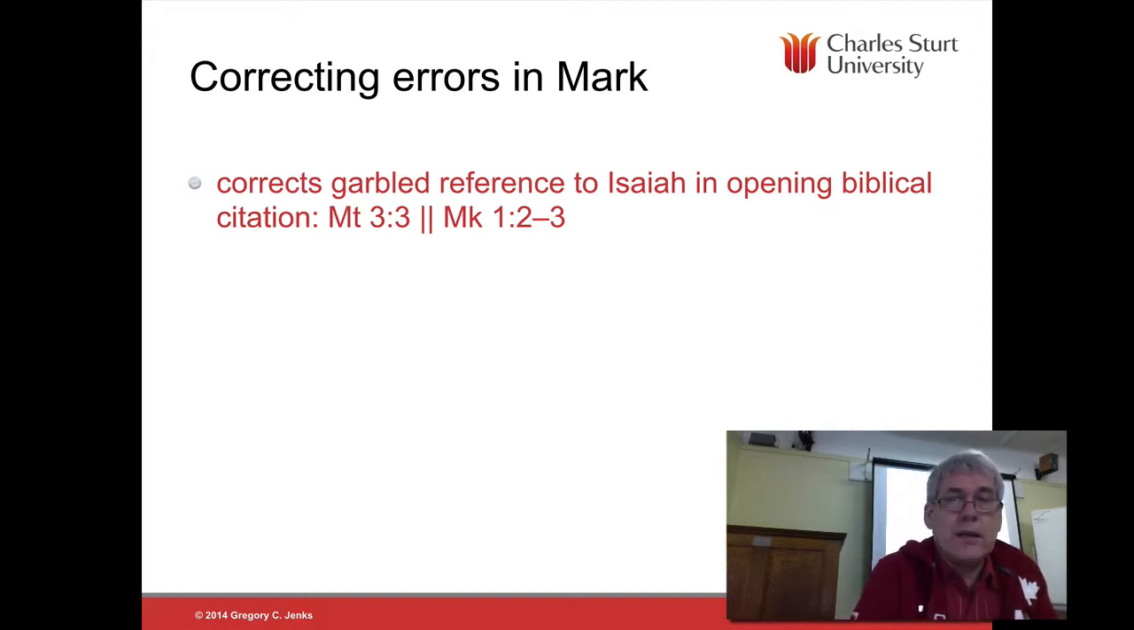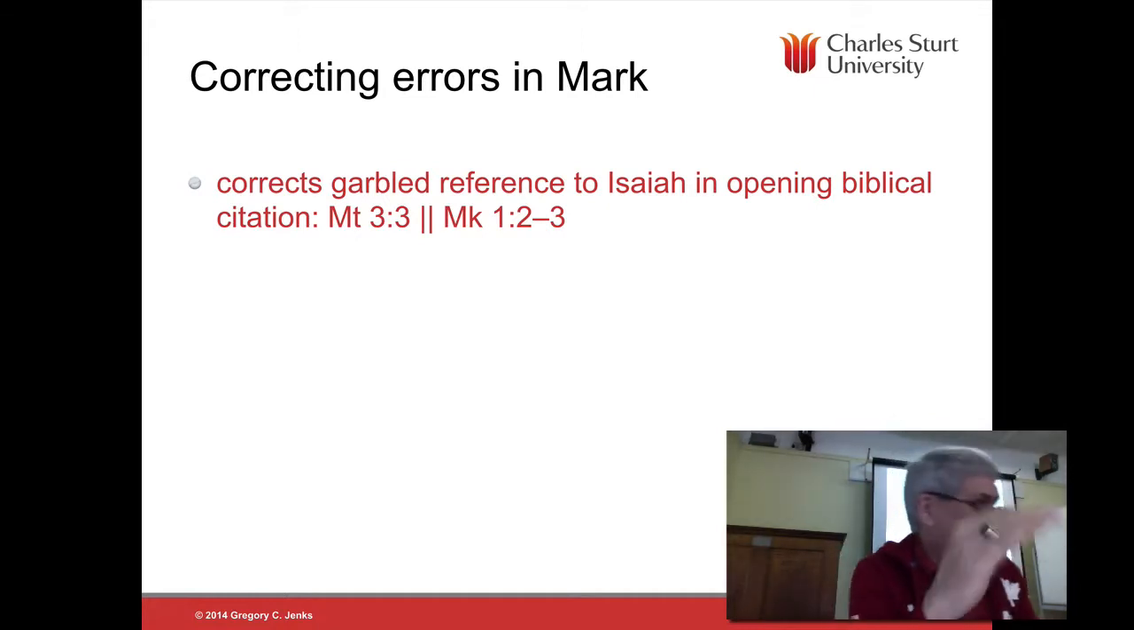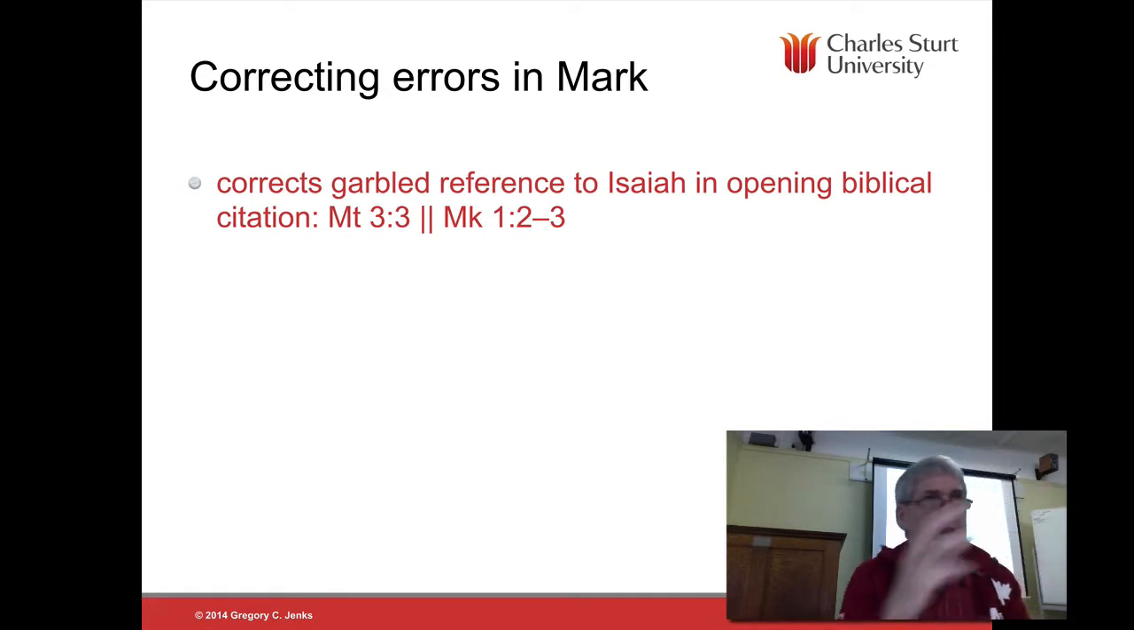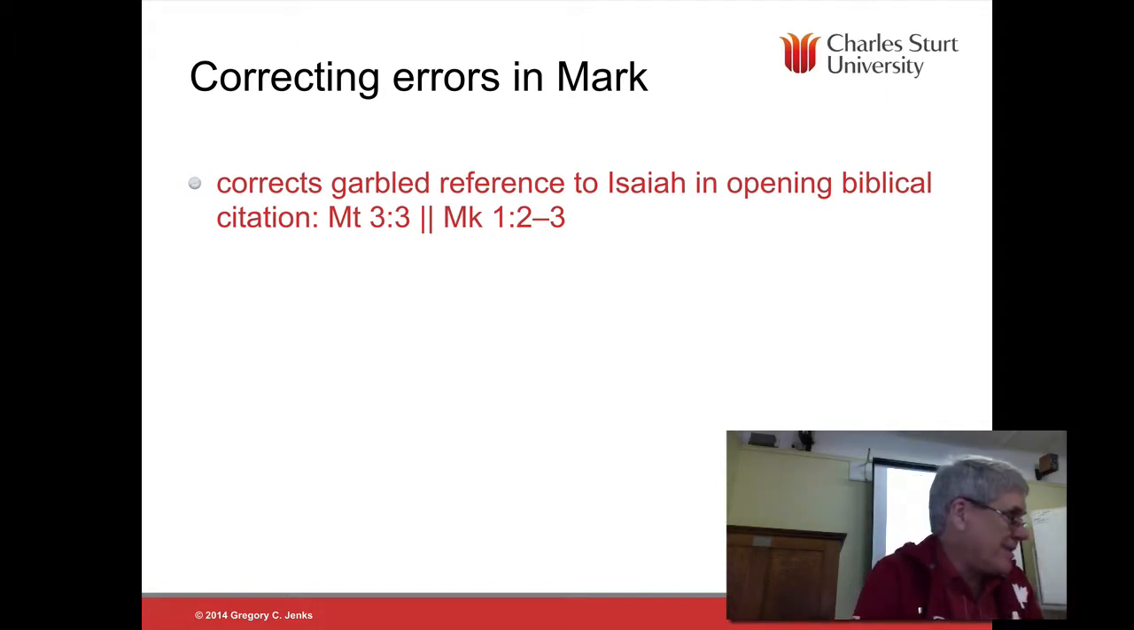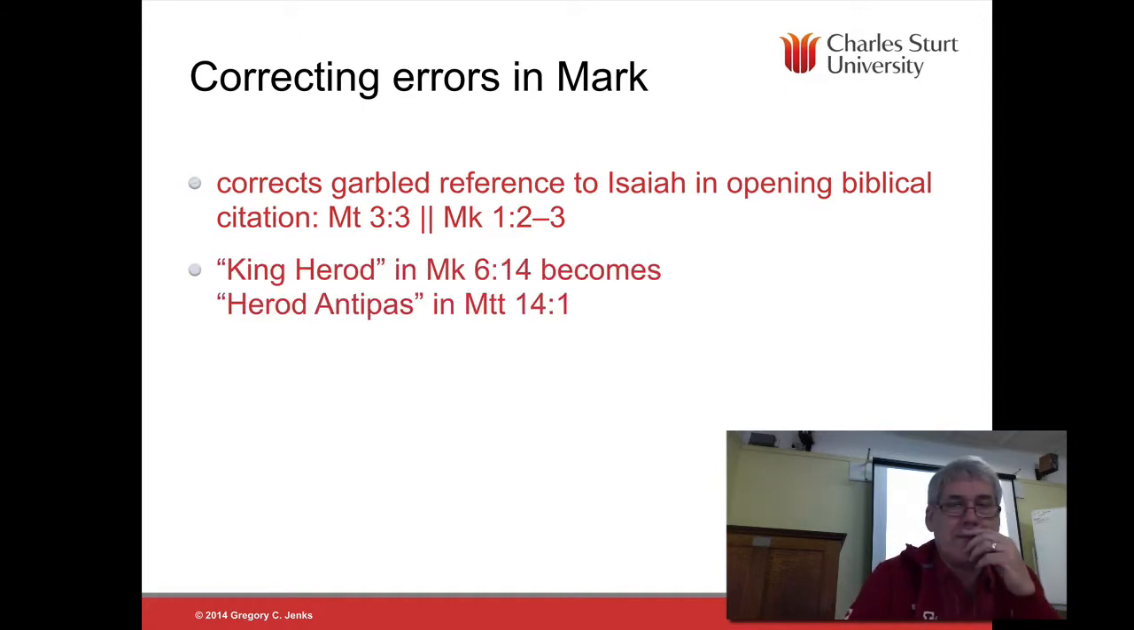So, for instance, where Mark garbles and says, this happened to fulfill what was written in the prophet Isaiah, and then quotes from Malachi, before introducing a quotation from Isaiah, and there are various textual variants where ancient scribes have tried to fix that problem. Matthew fixes it by dropping the passage from the book of Malachi. So it is actually a quote from Isaiah, not a hybrid quote from Malachi and Isaiah. So he just tidies up the little mistake there.